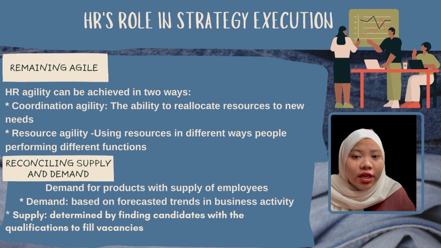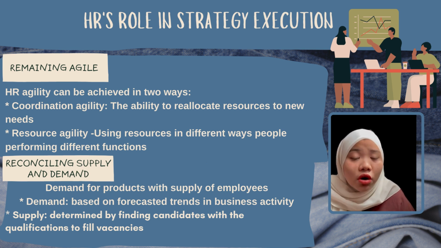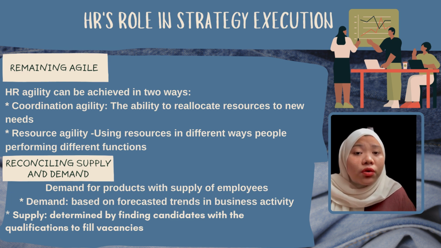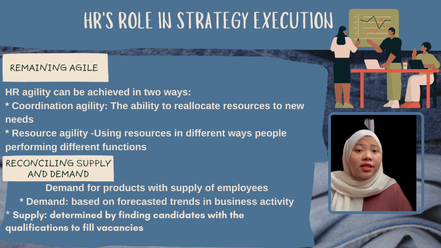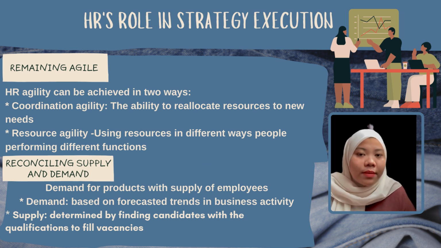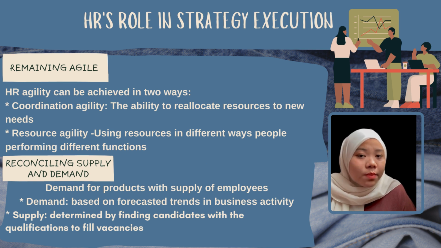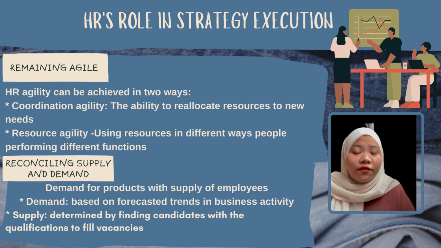First, remaining agile. HR agility can be achieved in two ways. First, coordination agility, the ability to reallocate resources to new needs. Second, resource agility, using resources in different ways, people performing different functions. Second, reconciling supply and demand. Demand for products with supplies of employees. Demand based on forecasts, trends in business activity. Supply determined by finding candidates with the qualifications to fill vacancies.